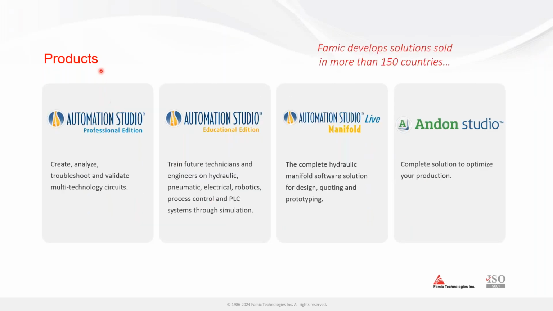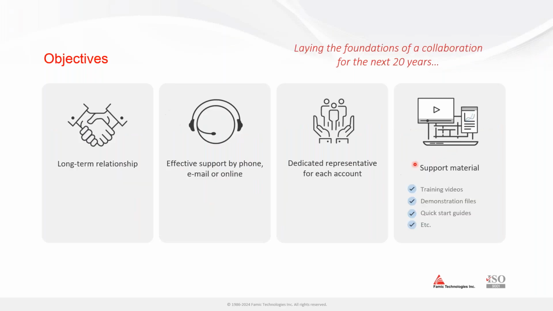These are our products. We have Automation Studio Professional Edition to create, analyze, troubleshoot, and validate multi-technology circuits. Then we have Automation Studio Educational Edition to train future technicians and engineers on hydraulics, pneumatics, electrical, robotics, process control, and PLC systems simulation. Then we have Automation Studio Live Manifold, a complete hydraulic manifold software solution for design, coding, and prototyping. And then we have Andon Studio, a complete solution to optimize your production, more related to production planning or Industry 4.0.